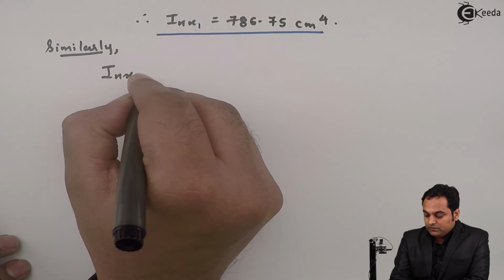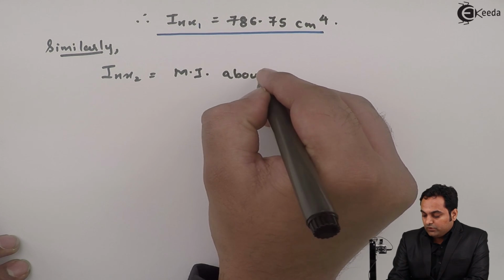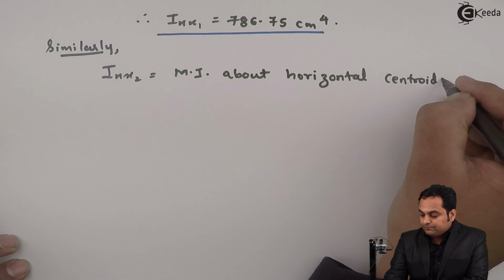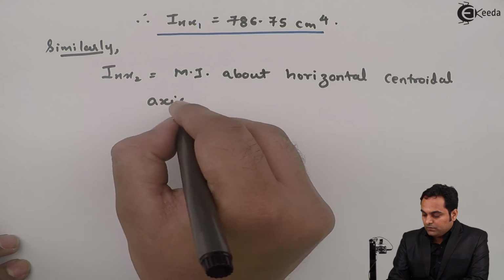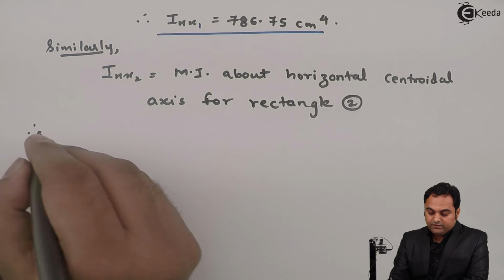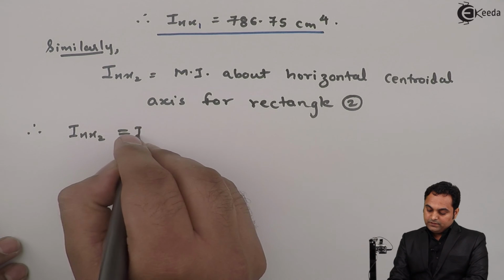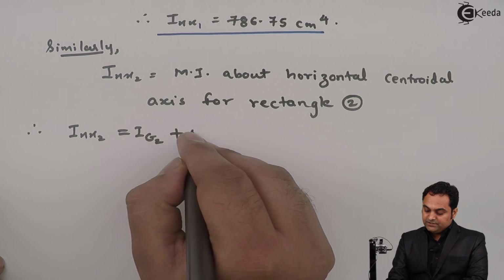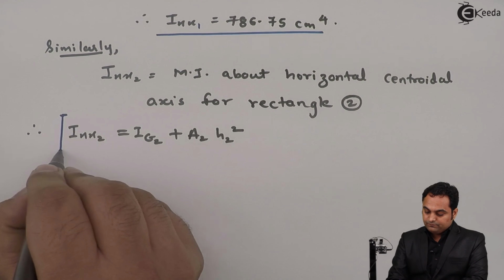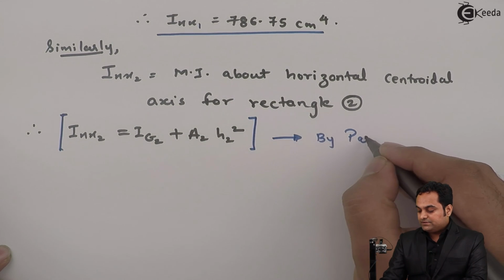Next, similarly, Ixx2 is MI about horizontal centroidal axis for rectangle 2. So Ixx2 is Ig2 plus area 2 into h2 square. This is again by parallel axis theorem.